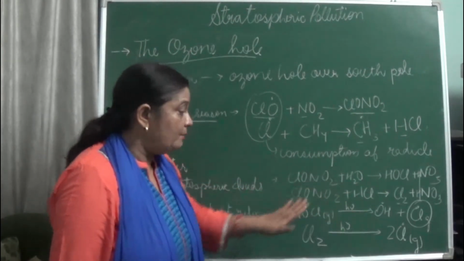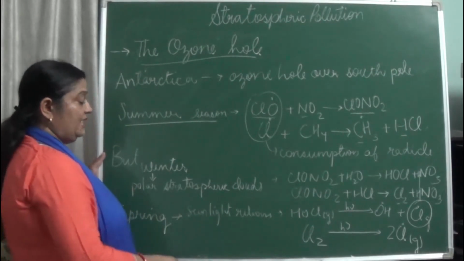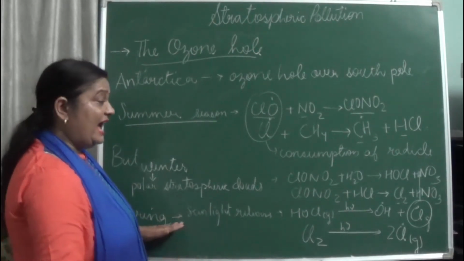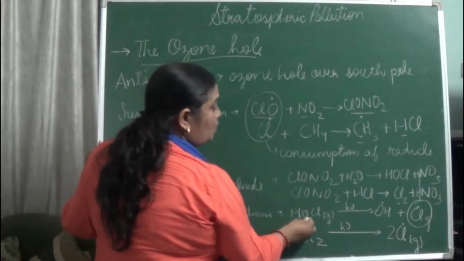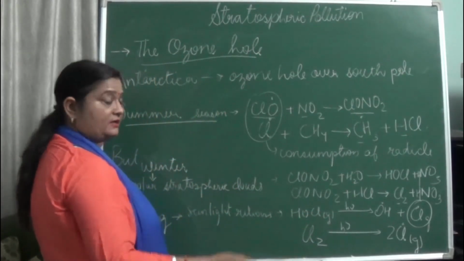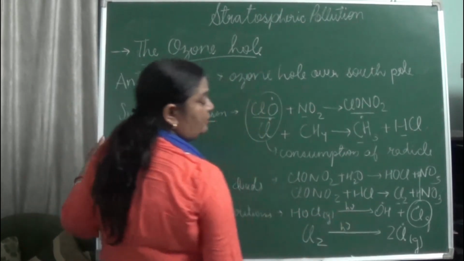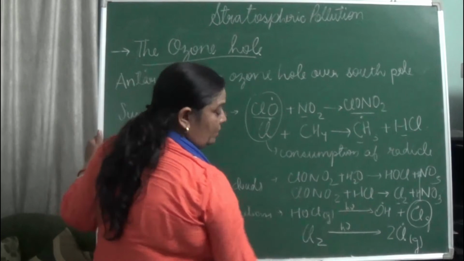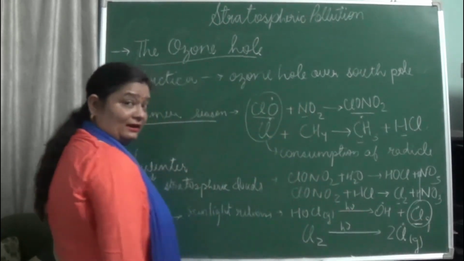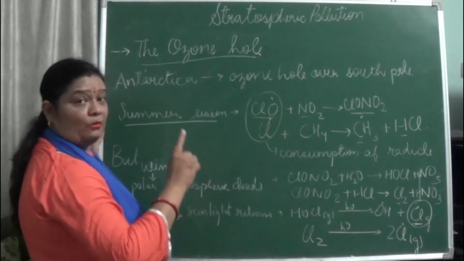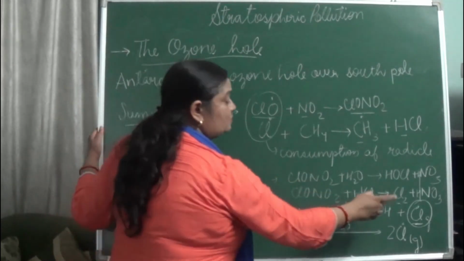But what happens in the spring season? The sunlight returns, and when it returns, the HOCl, with the energy of the photon, breaks up into hydroxide and chlorine radical. Now this chlorine radical is active. It can now, in the presence of ultraviolet rays, what will it do?